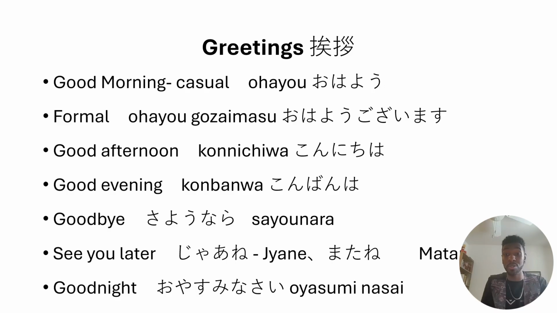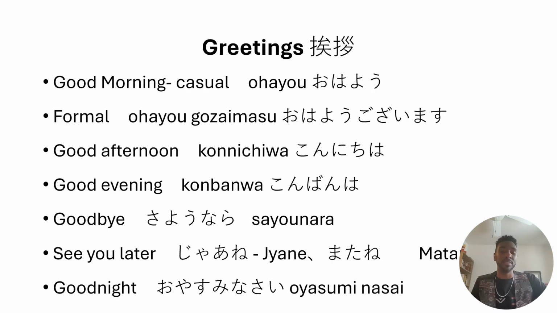Goodbye is sayonara. A more casual way to say bye, like between friends or like see you later, is ja ne, or mata ne. Like again, see you again. Mata ne. Ja ne. That's a normal way to say bye. You all can start saying it when we leave class. Ja ne. Mata ne. Good night. Oyasumi nasai.